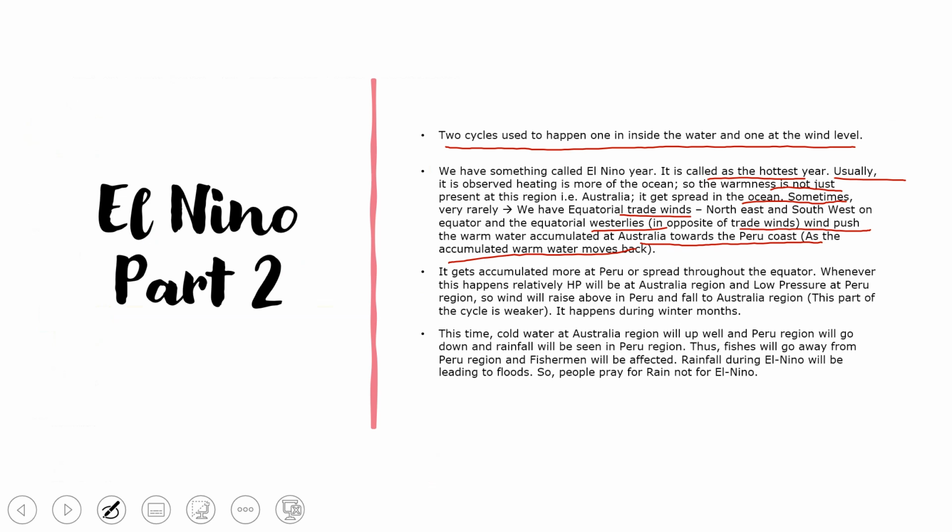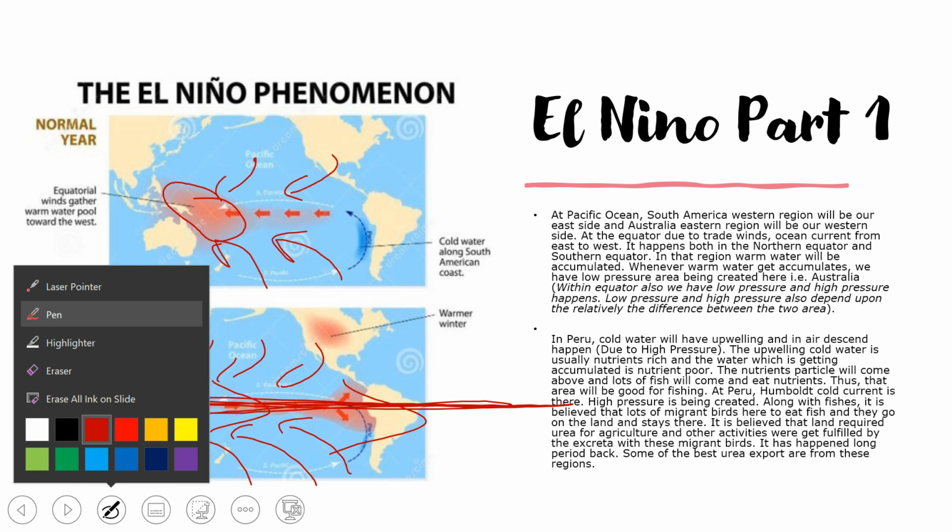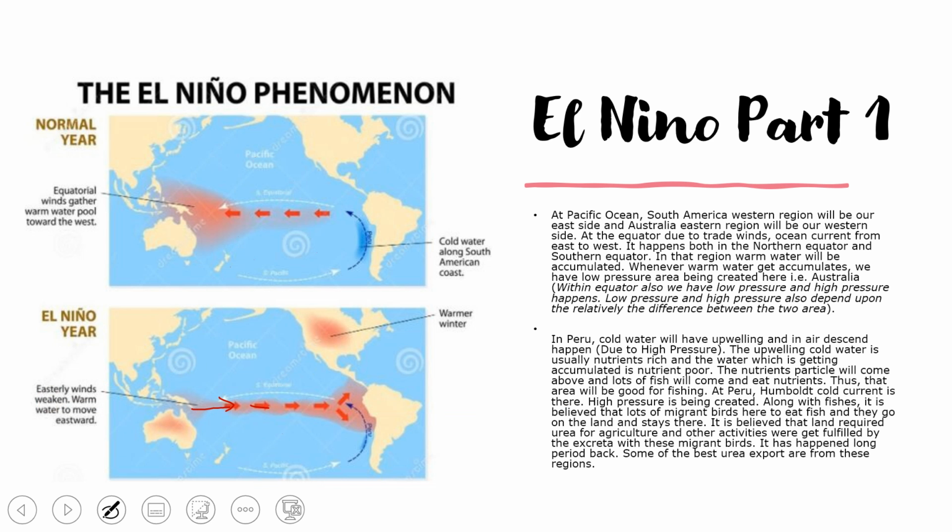Now what happens? You will get equatorial westerlies. The equator also has its trade wind, so now you will get equatorial trade winds. These equatorial trade winds will make water move backward. One is westerlies, one is trade wind, and one is westerlies, and this made accumulation of water in the Peru region. This is the reason, and research is still going on, but this is one of the theories given, that the accumulation of warm water in Peru is because of the equatorial westerlies wind.